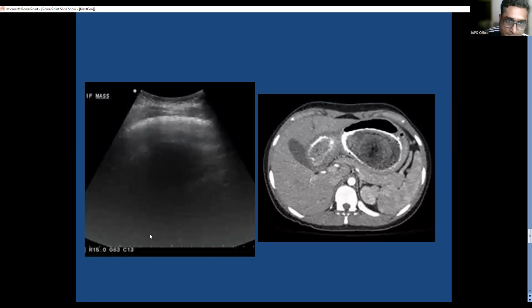Last one. This is the ultrasound image of a young girl presenting with epigastric mass, tender mass, the CT scan of the same patient. So on the CECT abdomen, there's a lesion overlying the pancreas, sir. Can you mark it? This one? Or this one?